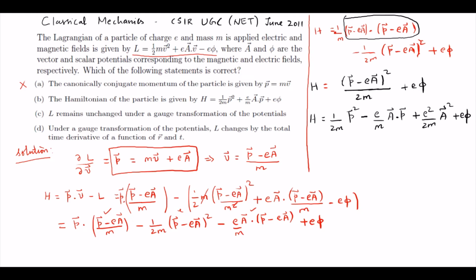And look at this option B. Here p square by 2m is there, and this term is present but the sign differs, and this is not present, okay, and this is present. So the Hamiltonian of the particle is this one, therefore this option is also incorrect.